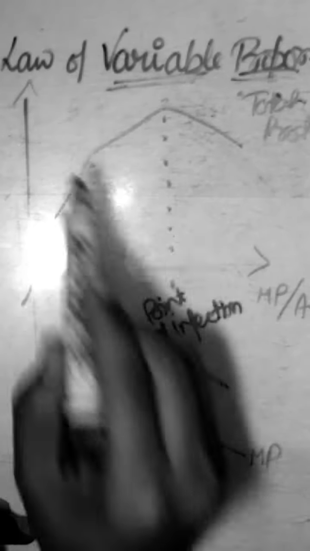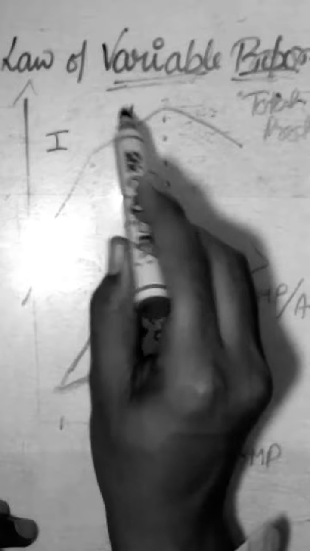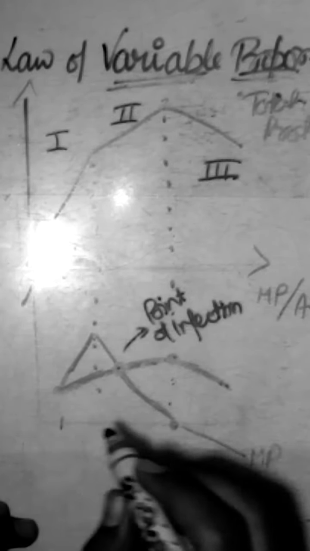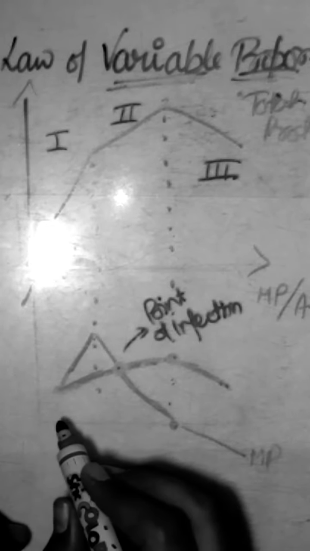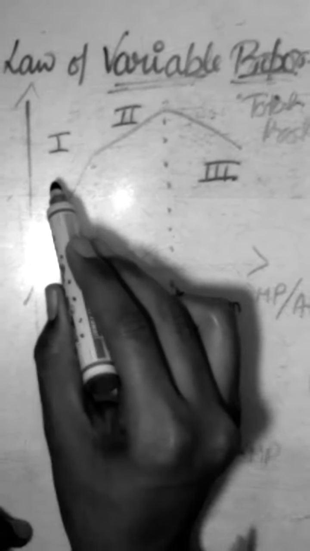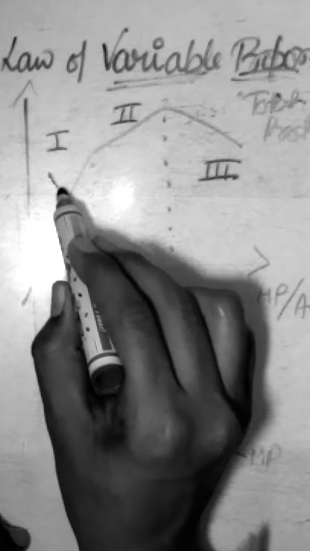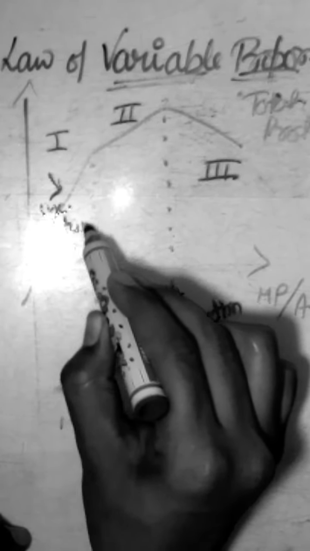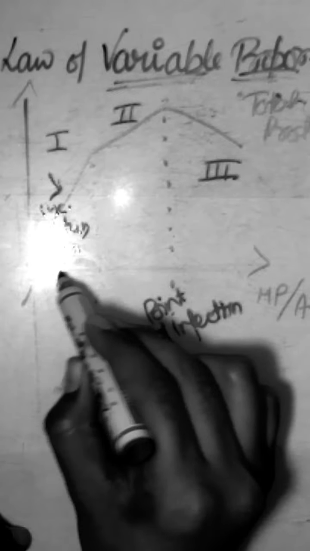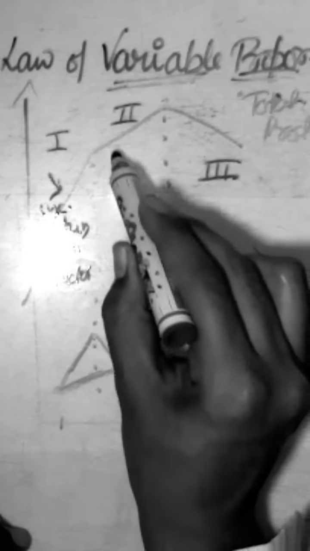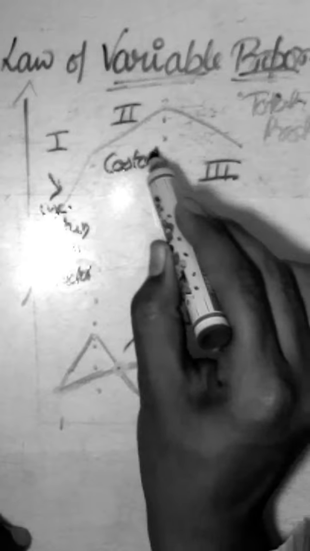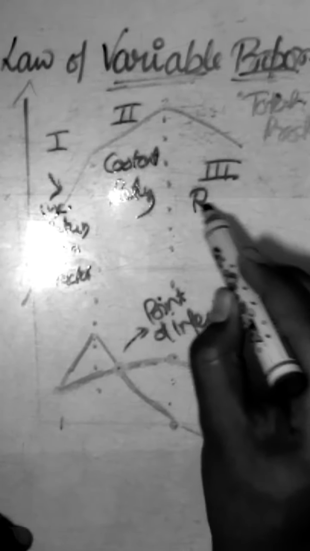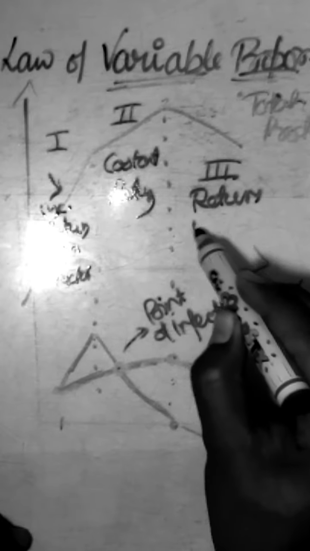So now we can determine the stages: first stage, second stage, and the third stage. So this first stage is all about increasing return to a factor, then constant return, then returns at a diminishing rate.